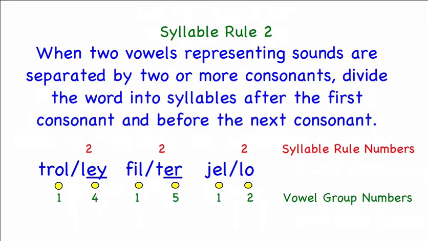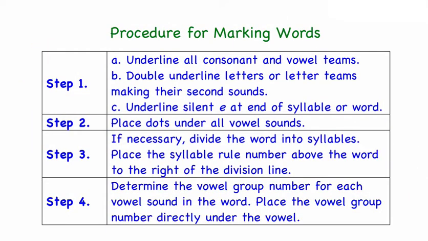Syllable rule 2 says that when you have two vowels in a word separated by two or more consonants, you divide the word into syllables after the first consonant and before the next consonant. This is the procedure we use to mark words.